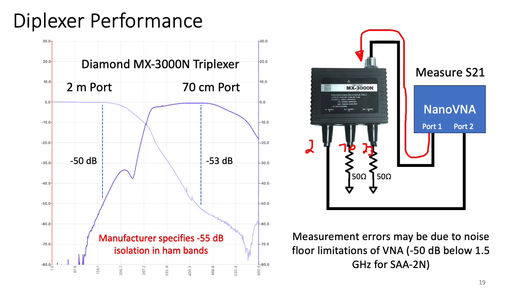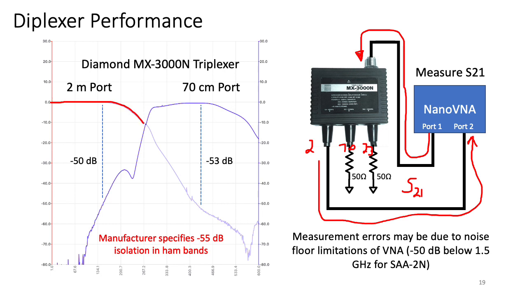And what I do is I take the output of the 2-meter port and pass it into port 2 of the NanoVNA. So what I'm measuring here is S21. In other words, the transmission coefficient going between port 1 and port 2. If I make this measurement over frequency, then I end up with this curve here.